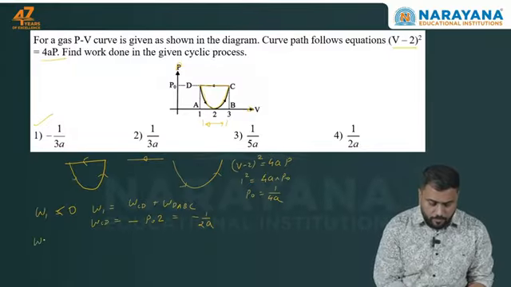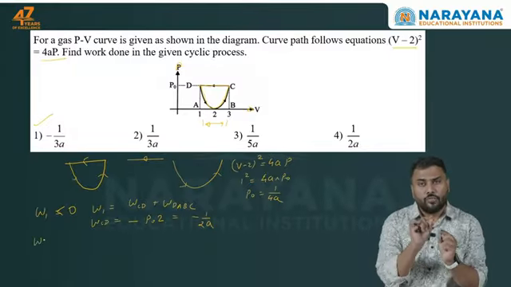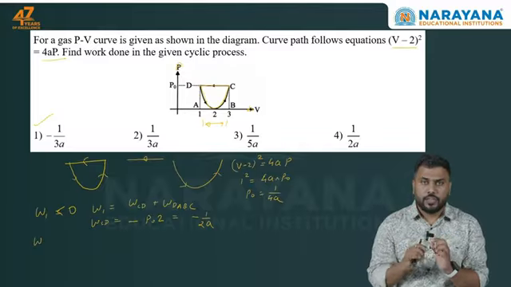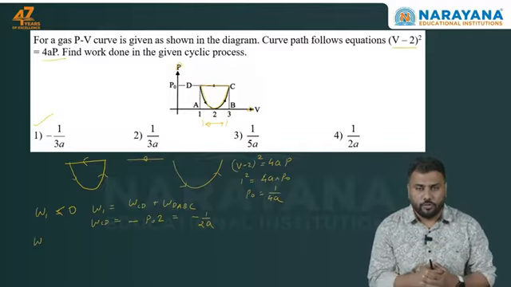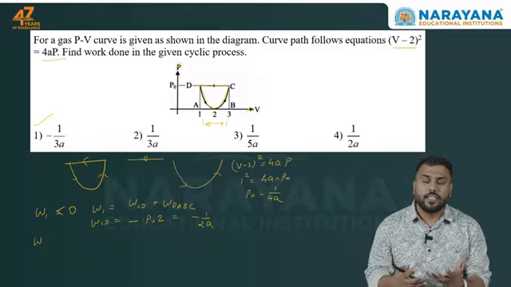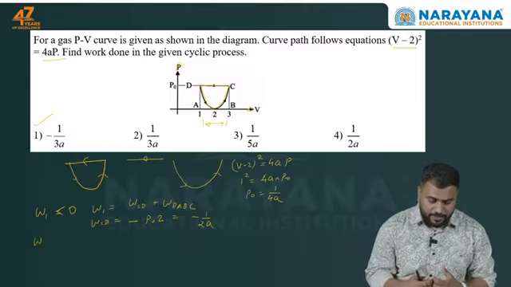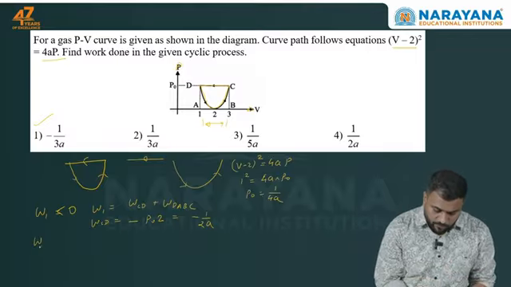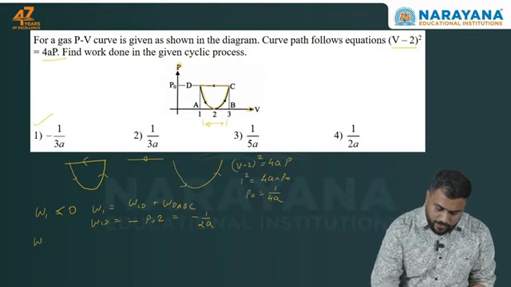Now the work done in the parabolic path I am going to calculate. So for this I can either use the integration process, or if you know some trick you can use that also. I am going to use the integration process. That means I am going to solve this by basics. So the work done, let us first calculate the work done from this region to this region, that is 2 to 3.